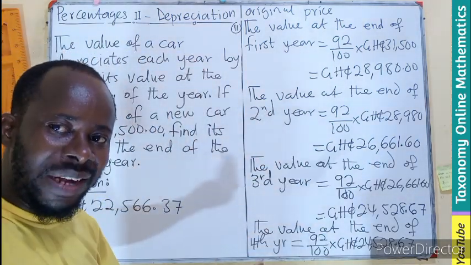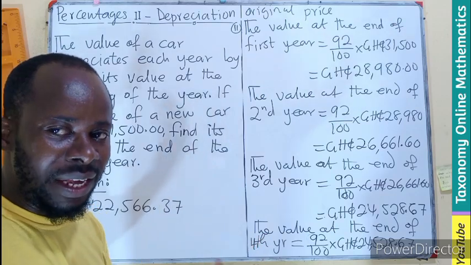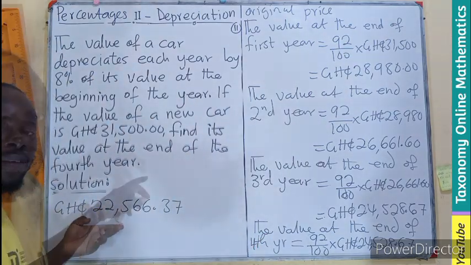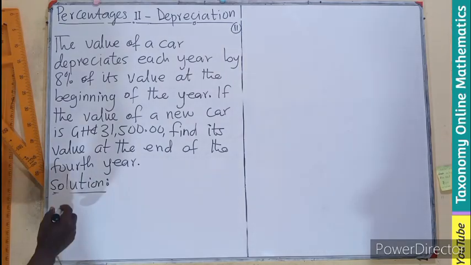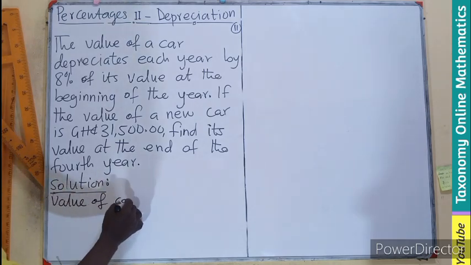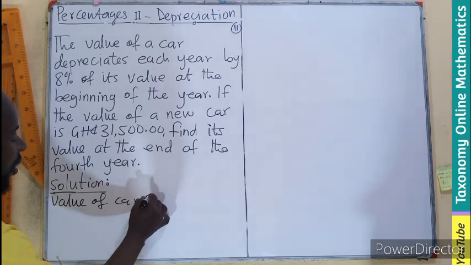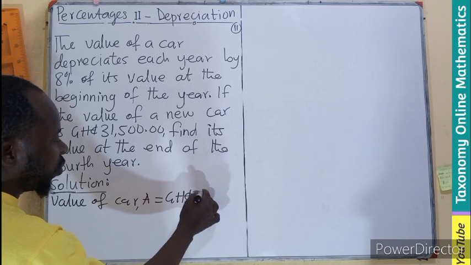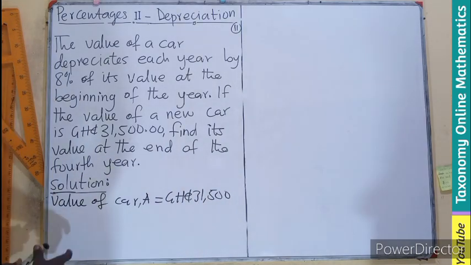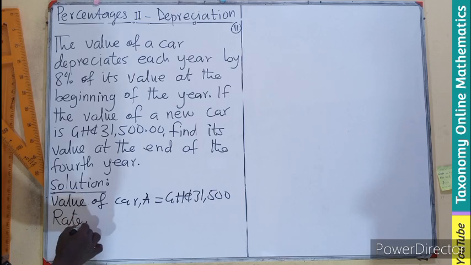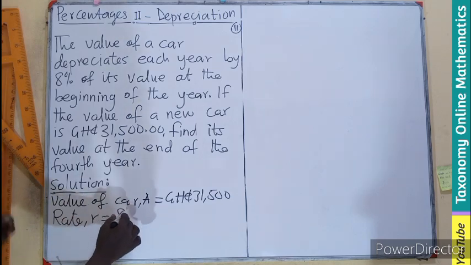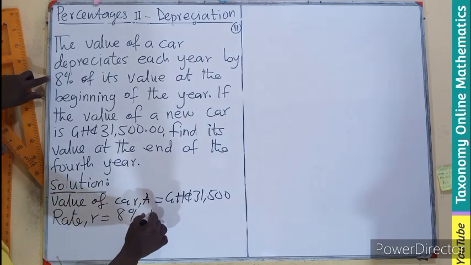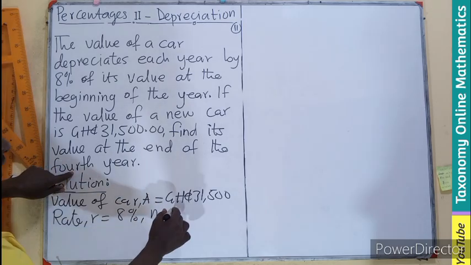Per the concept of step-by-step calculation, we can do this. We can also use the second method, which is the formula method, and see how the answer will be, whether you get the same thing. So for the formula method, remember we need the value of the car, which in this case is the P. I think that is A, right? Equals 31,500. Okay, so we have the rate, which in this case I use small letter r, given to us as 8%. The number of times we are doing the depreciation is 4.